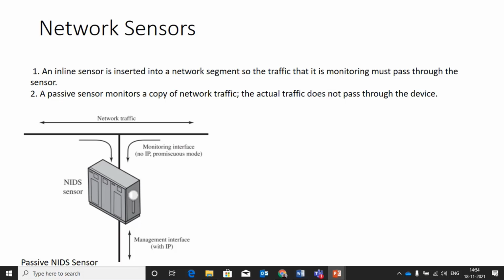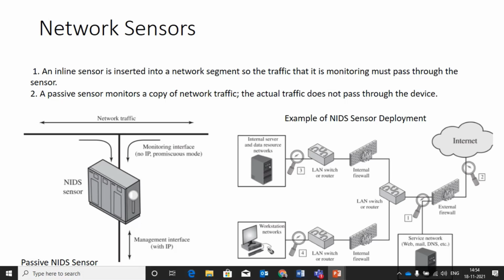Both types work in the network NIDS, but we place a sensor in a proper place, so we'll figure out how the network NIDS sensor deployment happens.